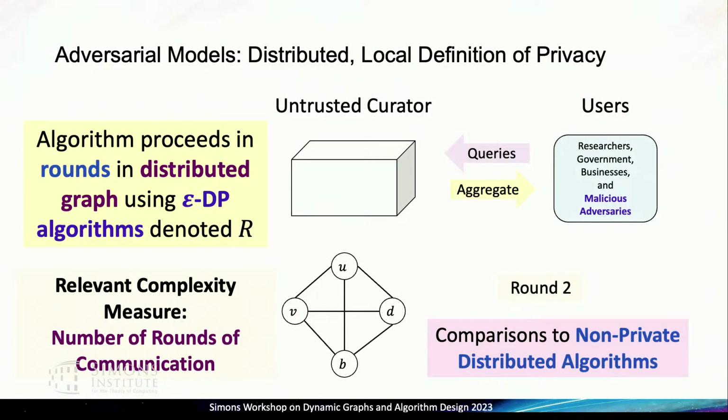And the relevant comparison is to non-private distributed algorithms. So here, I've described the model in terms of a curator. Some of these algorithms you can have as purely distributed, where each of the nodes are only sending privatized information to their neighbors. But it's easier to define it in terms of a central untrusted curator.